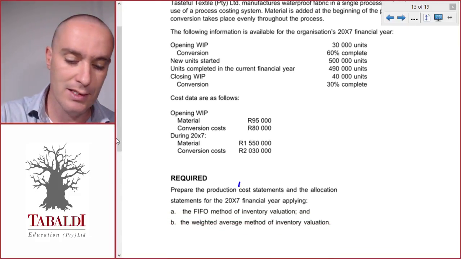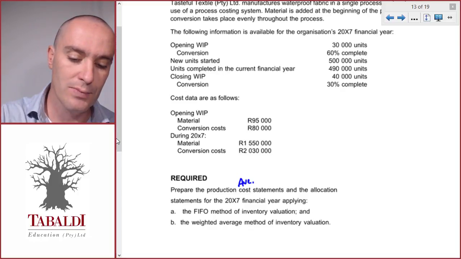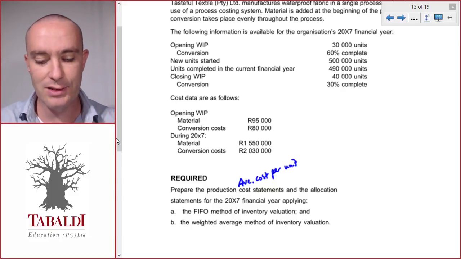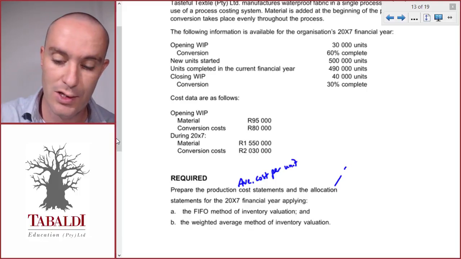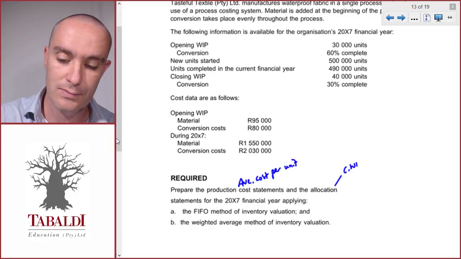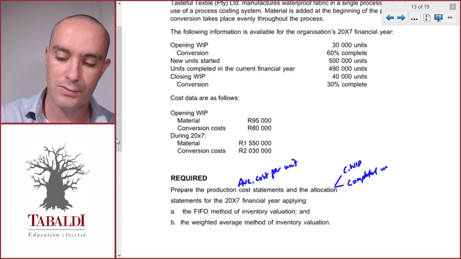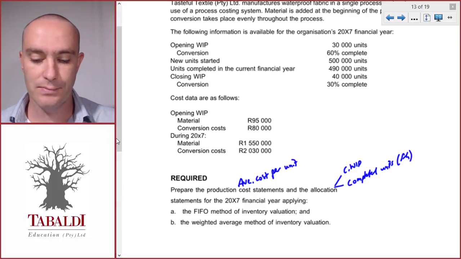So that's the average cost per unit. That's where we calculate the average cost per unit. And the allocation statement. So that's where we allocate the costs to closing work in process and completed units or finished goods. So it's basically where we value the inventory.